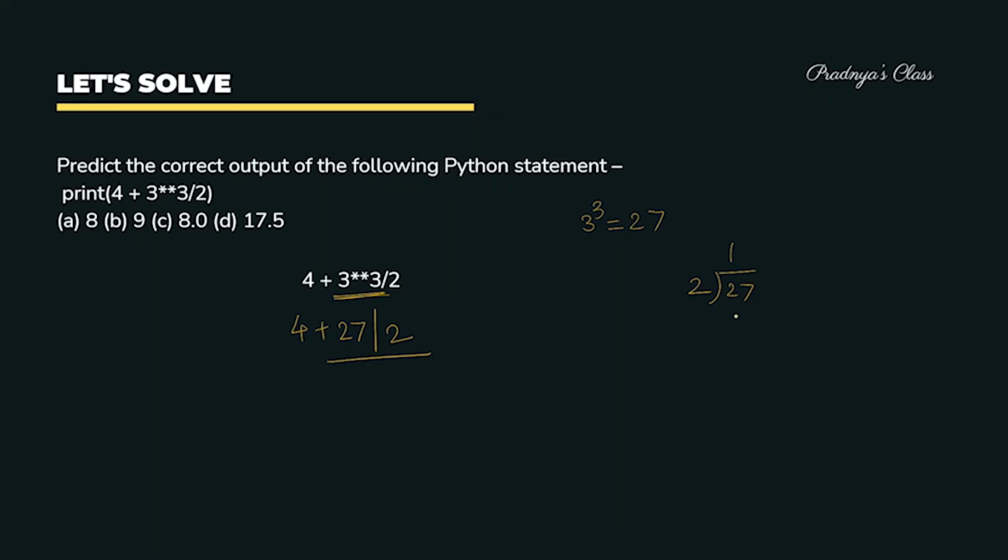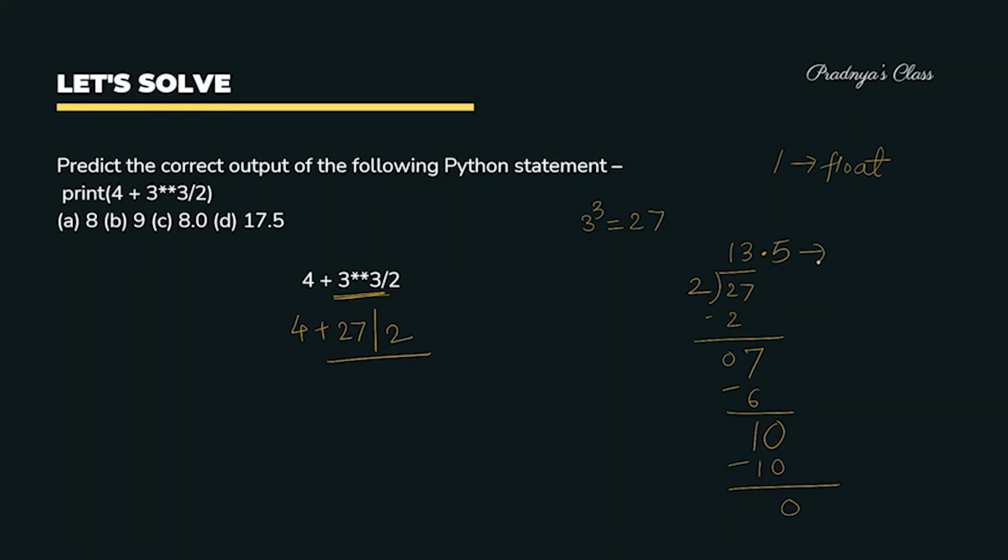So 2 ones are 2. Remainder is 0. Now 7 we have. 2 3s are 6. Now there is 1 as a remainder. Now let's continue it, because this division operator gives the result in the form of float. So we will get the answer in the form of a decimal point. So I will add a decimal here. Here we will add 0. Now 2 5s are 10. So now we got the remainder 0.